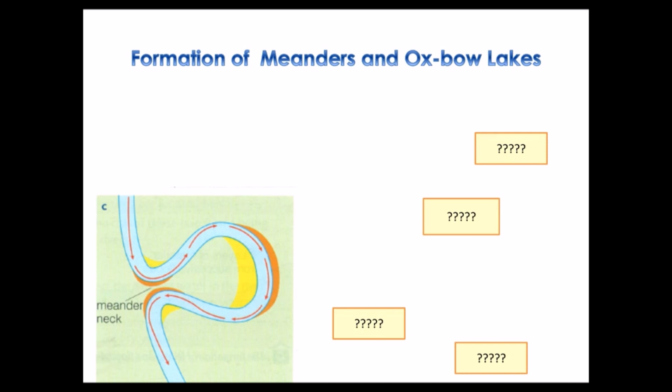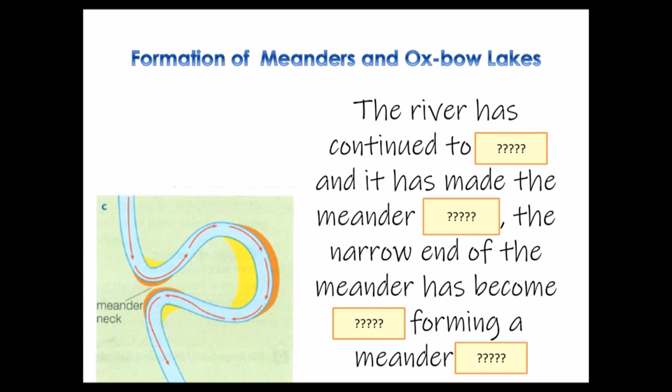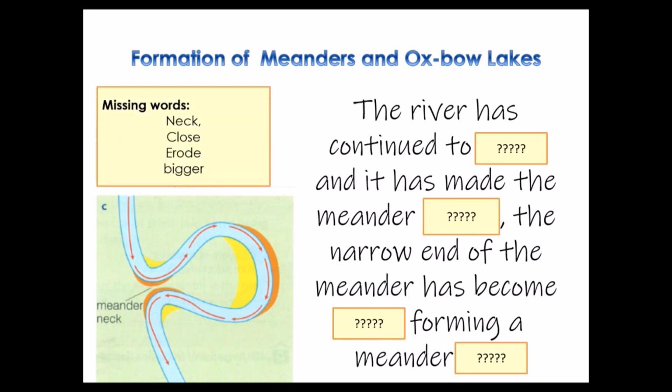Here is the third picture. Can you see how much more extreme that bend in the river has become? And we've now got 2 outside bends, which is the orange colour, starting to almost meet in that centre part that's referred to as the meander neck. Here are your sentences to work through, and here are your missing words. Unpause when you are ready.